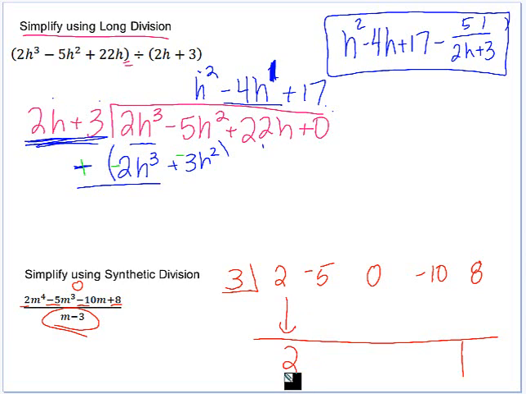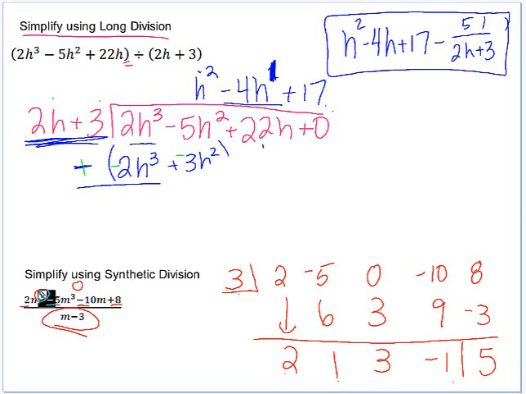Drop the 2 down. 2 times 3 is 6. Add negative 5 plus 6 is 1. 1 times 3 is 3. Add 0 plus 3 is 3. 3 times 3 is 9. Add negative 10 plus 9 is negative 1. Negative 1 times 3 is negative 3. Add 8 plus negative 3 is 5.